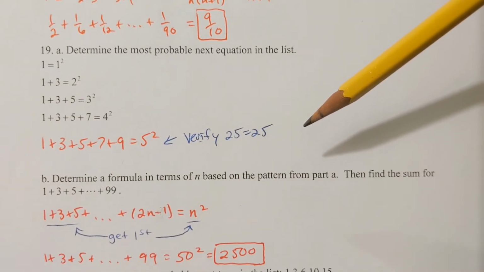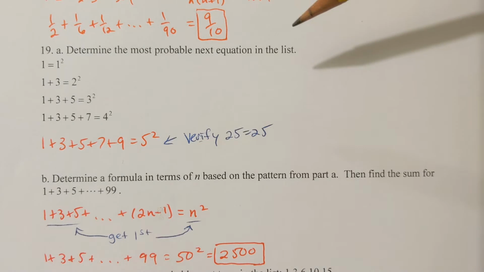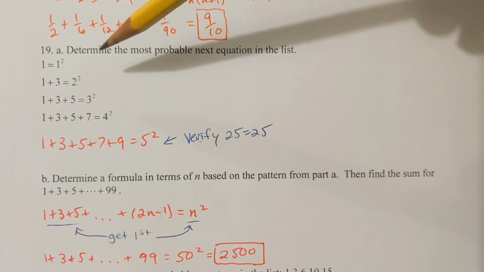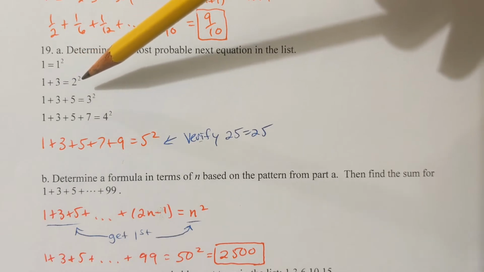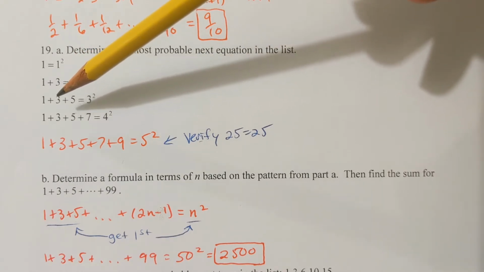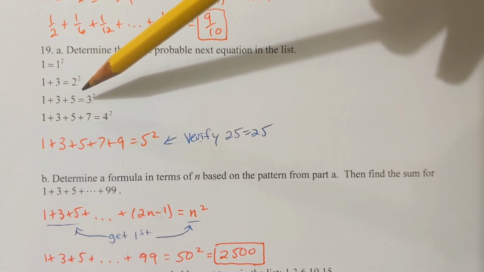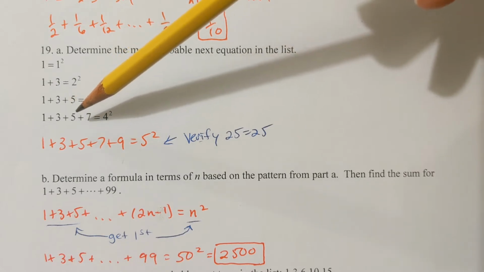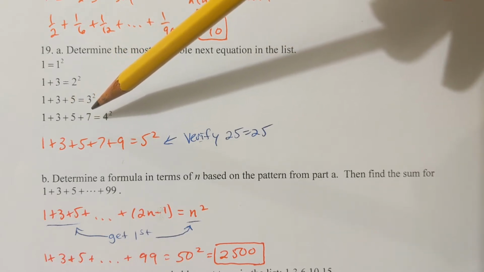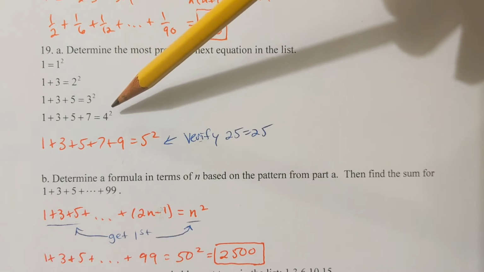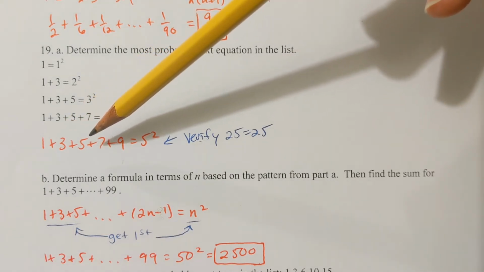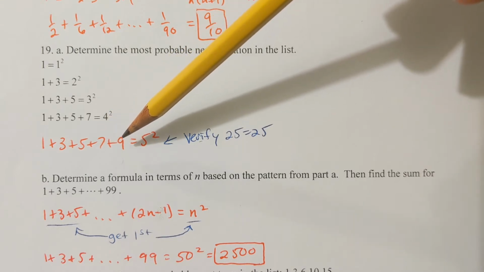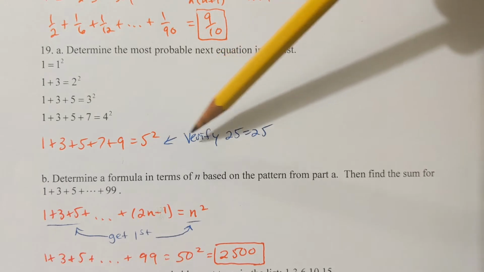Problem 19, determine the next most probable equation in the list. Okay, so 1 is equal to 1, 4 is equal to 2 squared, 9 is equal to 3 squared, 16 would be equal to 4 squared. Okay, 1 plus 3 plus 5 plus 7 plus 9. 16 plus 9 is 25. 5 squared is also 25.